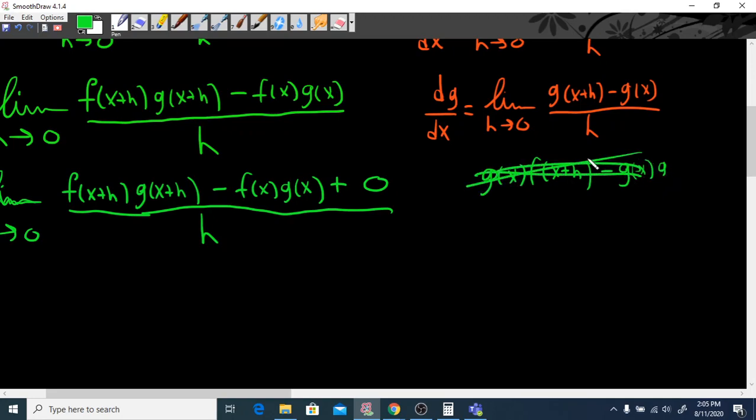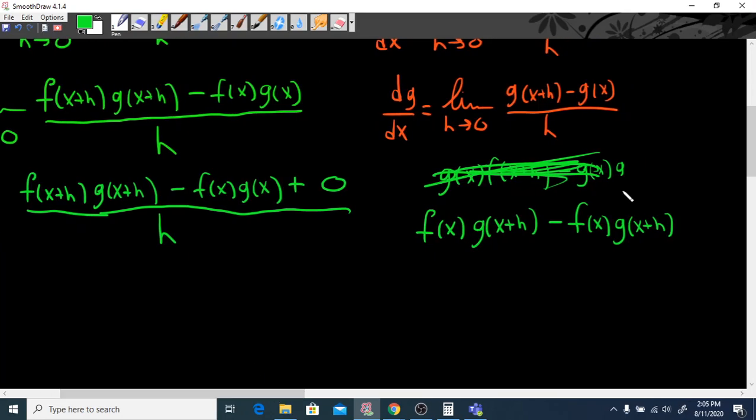Sorry, let me try that again. And actually, you know what? I'm going to do it the other way. I'm going to do f at x, g at x plus h, minus f at x, g at x plus h. We should all be able to agree that f at x, g at x plus h minus itself is 0. So wherever I see 0, I'm going to substitute this expression in. f at x, g at x plus h minus itself. Okay?